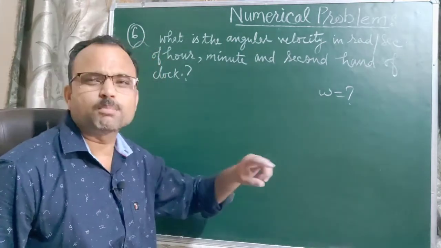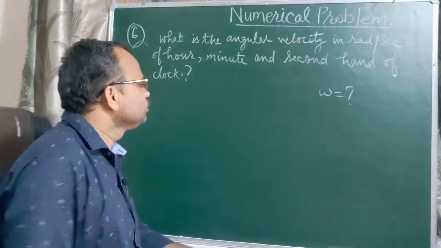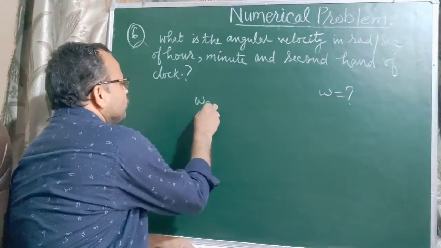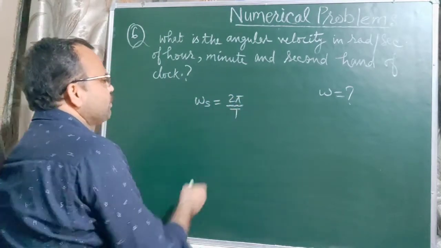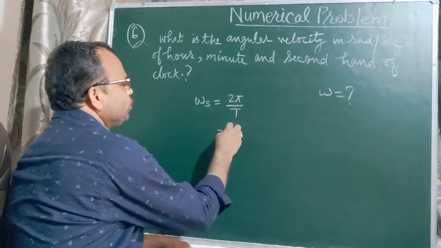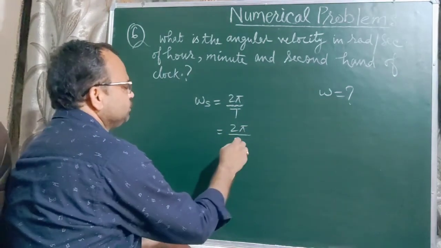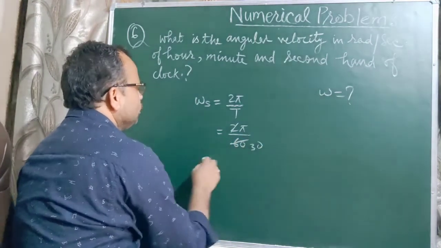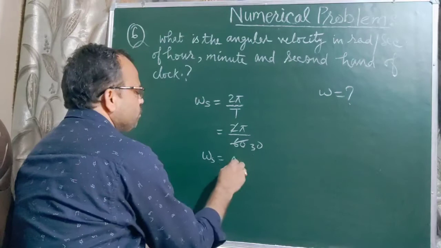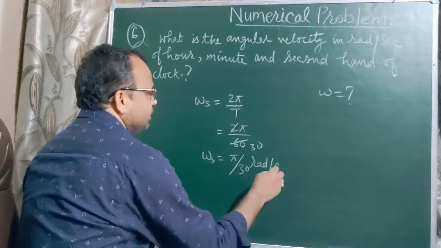So the second hand completes one revolution in 60 seconds. So we can calculate the angular velocity of the second hand by applying the formula 2π upon T, so 2π and the value of T is 60. So ω_s equals π upon 30 radian per second.